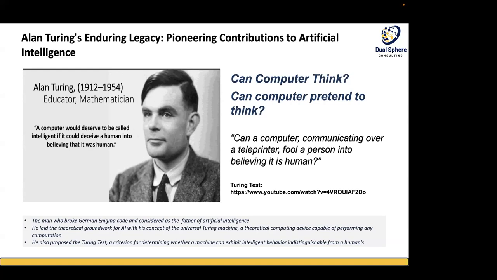But what we are trying to say is that AI has been there for pretty long. A computer would deserve to be called intelligent if it could deceive a human into believing that it was human. Agentic AI is doing this nowadays. So many of the customer care lines that you call today are all AIs, all based on agentic AI. The majority of them do not have any humans behind them. They are the generative AI voices that you hear.